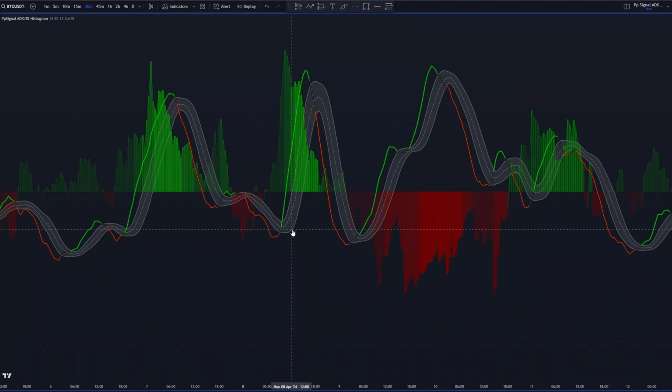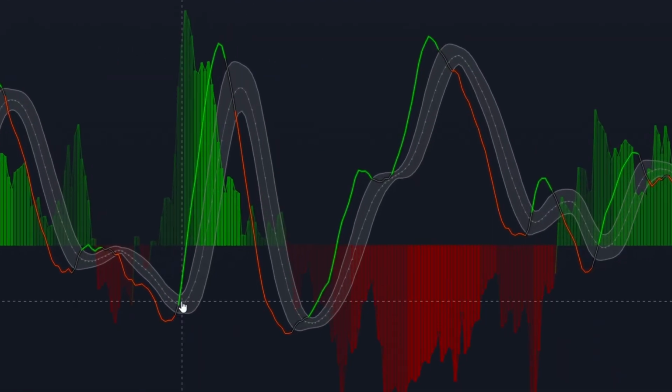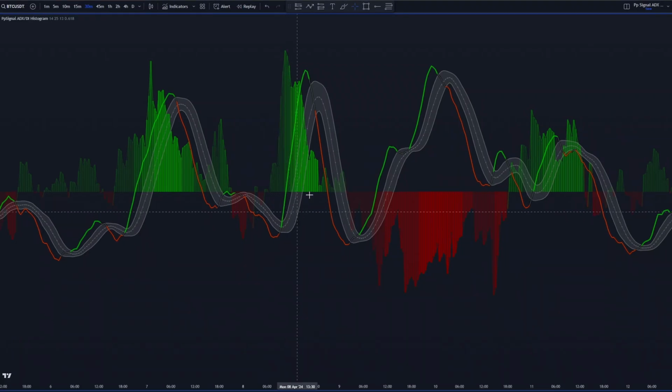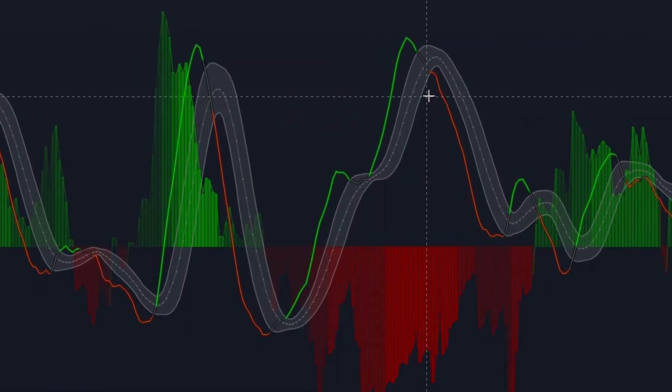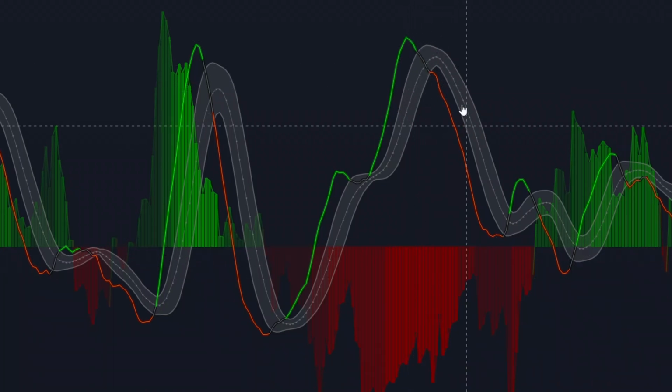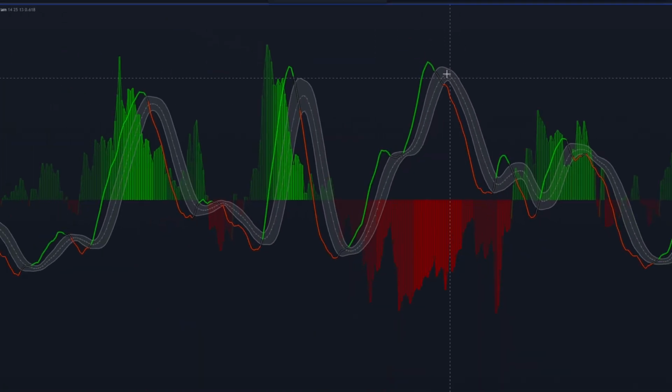But in addition to that, we have another rule, which is that the DI shows a green histogram bar. So here we have the ADX that crosses over the upper band, and we have a green histogram bar. This is a valid long entry signal, whereas for a short signal, we need the ADX to cross under the lower band, and the DI must be in the red area.